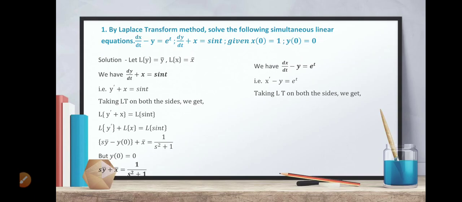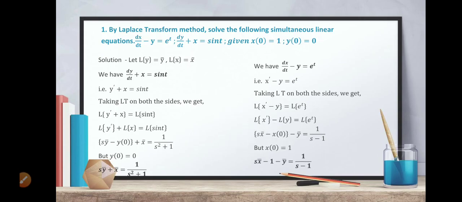The procedure is again same. Take LT on both the sides, apply linearity property of Laplace transform, and then use the results for first order derivative and e raised to t. So applying the required results, we get this step. Here x of 0 is not 0, instead it is 1. So using this value we get s x bar minus 1 minus y bar equal to 1 upon s minus 1. We should have only the unknowns on LHS and all the remaining terms on RHS.